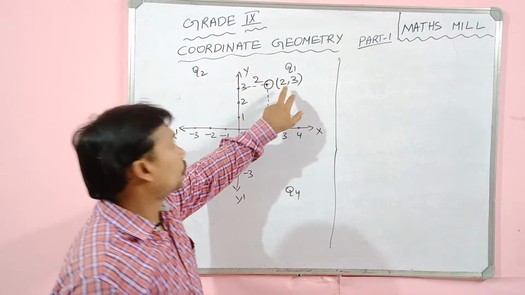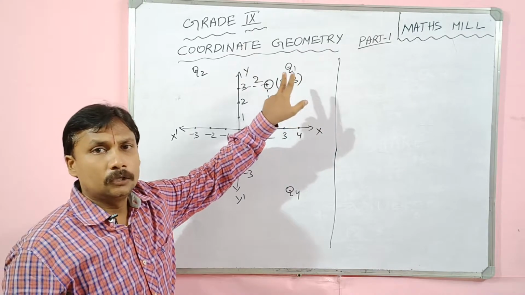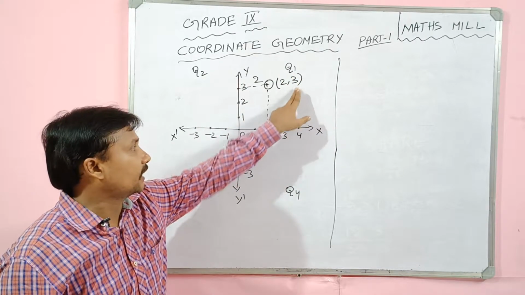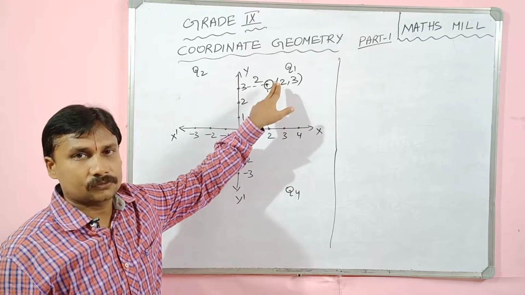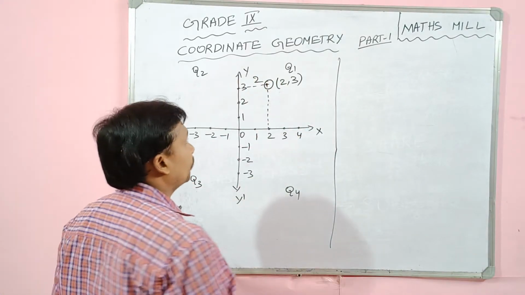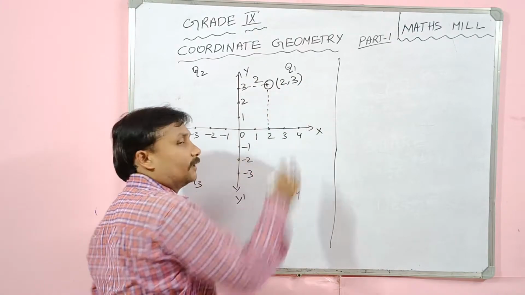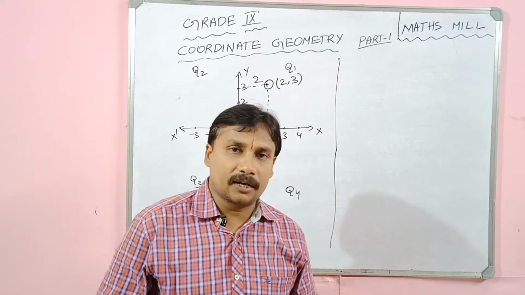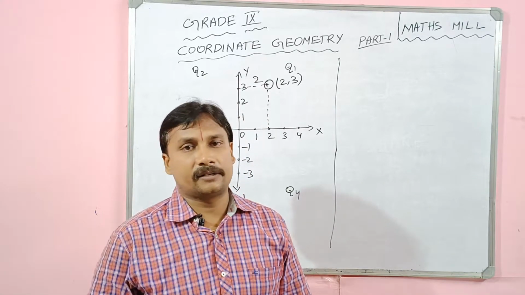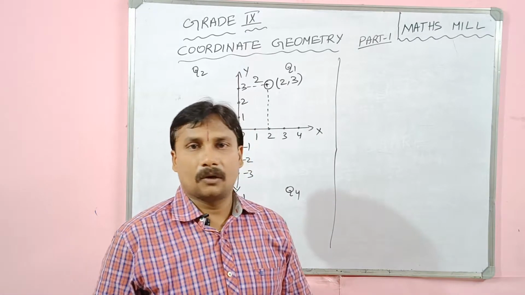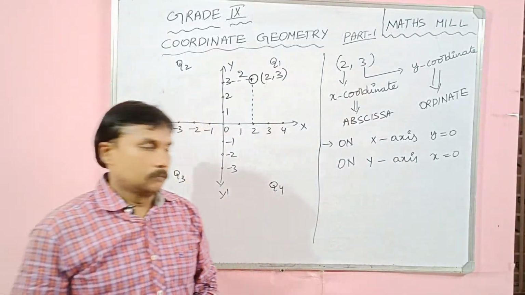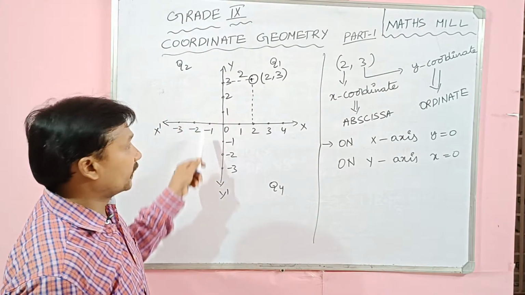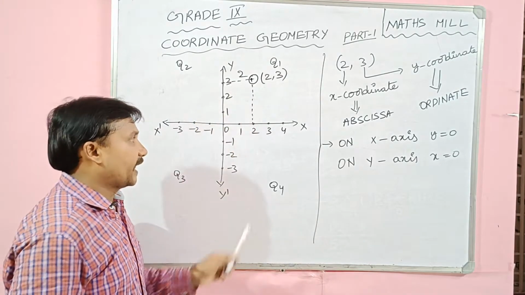Just now I said (2, 3). 2 distance from the y-axis, 3 distance from the x-axis. So here in this (2, 3), 2 can be called the x coordinate, 3 can be called the y coordinate. Okay. So we discussed the x coordinate and y coordinate, that is, the x-axis and y-axis.